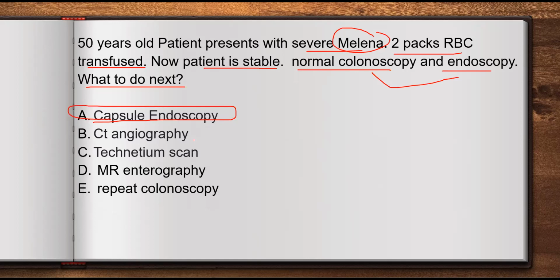If you look at the options, CT angiography, we also do that in some patients with this upper GIT bleeding. Where we do that, if the patient was unstable and is still bleeding, you would not go for capsule endoscopy, rather you would do a CT angiography because it can show exactly where is the bleeding, okay? So if someone is unstable, if someone is having ongoing bleeding, we would rather go for a CT angiogram.